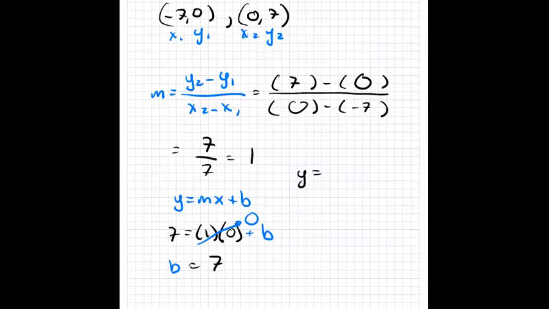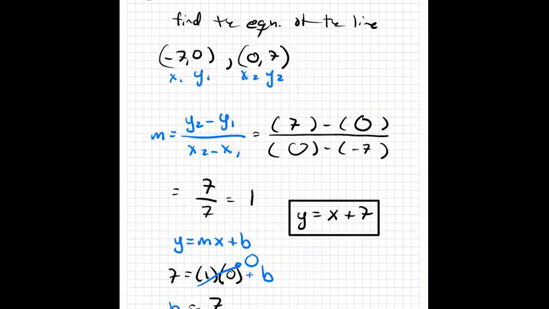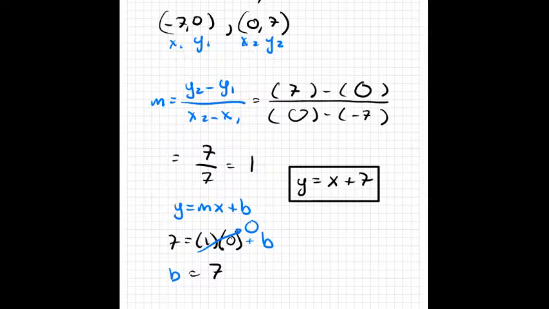Okay. And we can check this, make sure it works for those 2 points before we go forward, right? So when x is negative 7, y should be 0. Negative 7 plus 7 is indeed 0, so that one checks out. When x is 0, y should be 7. 0 plus 7 is 7, so this one checks out. Both of these worked, okay? So I'm going to hop back over here.